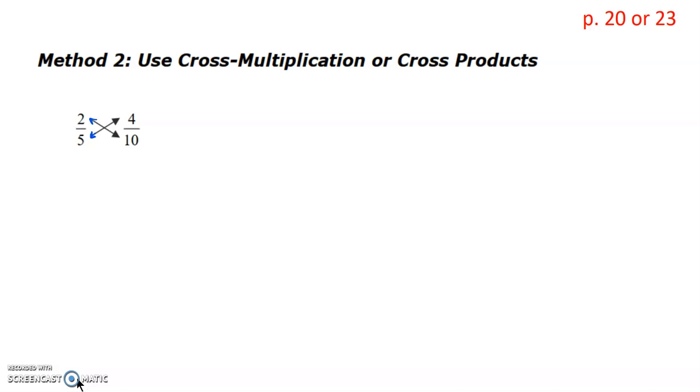So I'm going to multiply 5 times 4, that equals 20, and 10 times 2 also equals 20. So because the cross products are equal, that means the entire proportion is equal. 2 is to 5 as 4 is to 10. This is a true proportion.